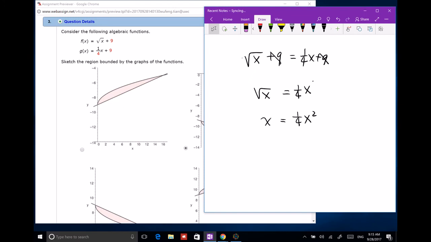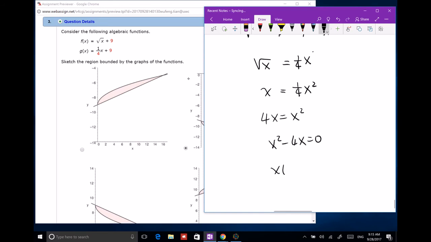Okay, since x must be positive, we can square both sides. You multiply both sides by 4, so it's 4x equals x squared. So you get x squared minus 4x equals 0. You solve that, x times (x minus 4) equals 0, and you get x equals 0, x equals 4.